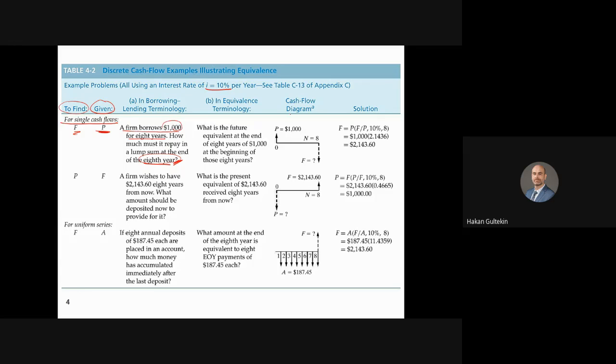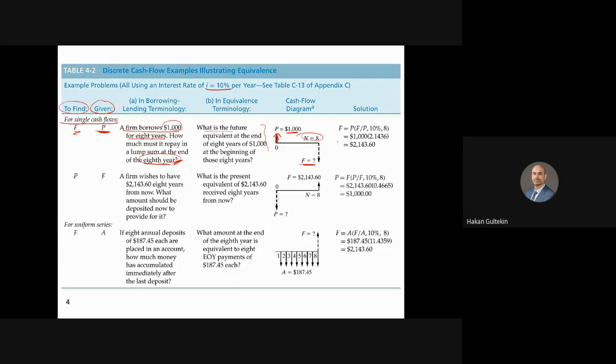Okay, so we can represent this as a cash flow like this. We are borrowing currently. That's why this is an upward arrow. Okay, we are borrowing. It means that the money comes into our pocket, cash inflow. And the number of periods is 8. And we want to find the equivalent future values. So we can state this as what is the future equivalent at the end of 8 years of 1,000 at the beginning of those 8 years. Okay, so this is actually the equivalent terminology.